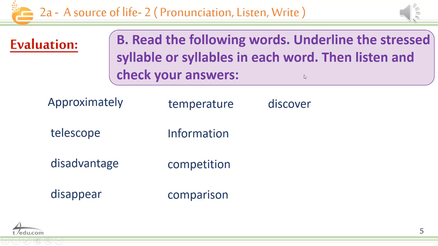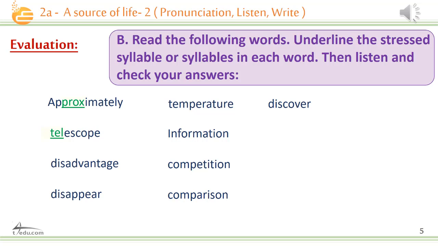We are going to read the following words, then underline the stressed syllable or syllables in each word. Then we are going to listen and check our answers. Like the word approximately. We see that this is a very long word, maybe 4 syllables. How many syllables did you hear getting higher and longer? Very good. One syllable, the second syllable. Approximately. How about the word telescope? Very good. It's the first syllable. Telescope.